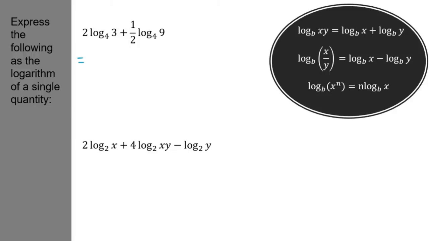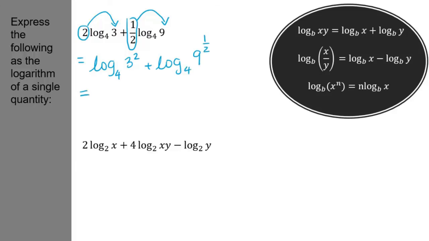Again, in the first case, while we have a sum of logs, the first thing I need to take care of are the multiples. So I'll take 2 and turn that into a power, and likewise take the 1/2 and turn it into a power of 9. So now we have the logarithm of 3 squared to the base 4 plus the logarithm of 9 to the power of 1/2 to the base 4. And we can evaluate those. 3 to the power of 2 has a value of 9, so this is the logarithm of 9 to the base 4.